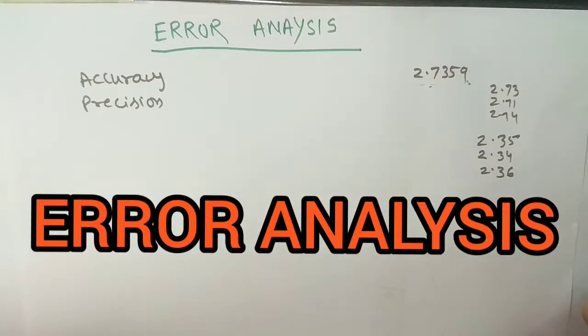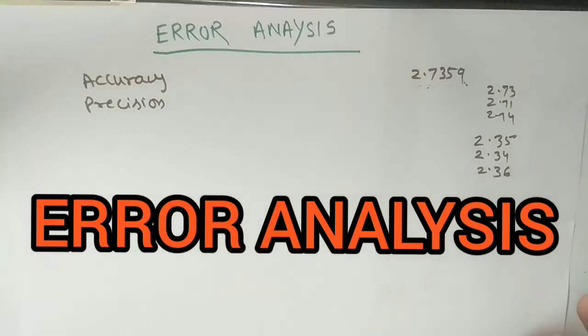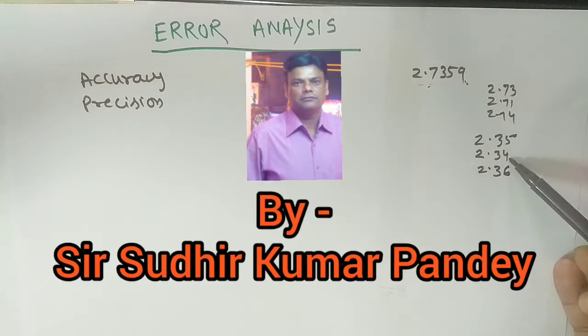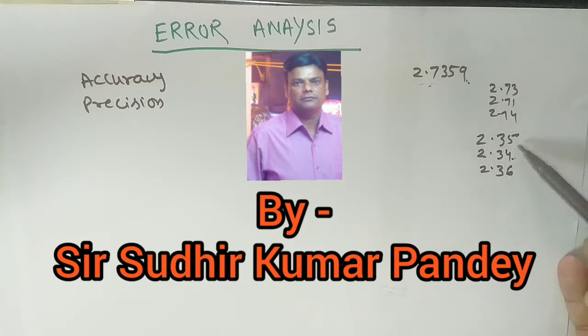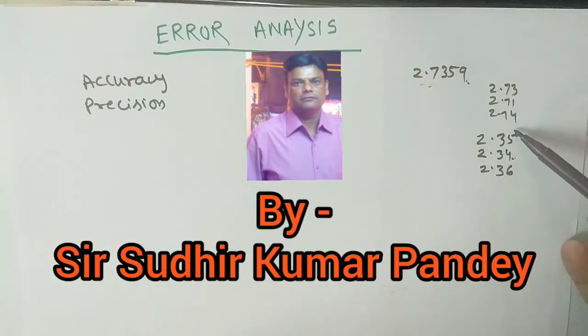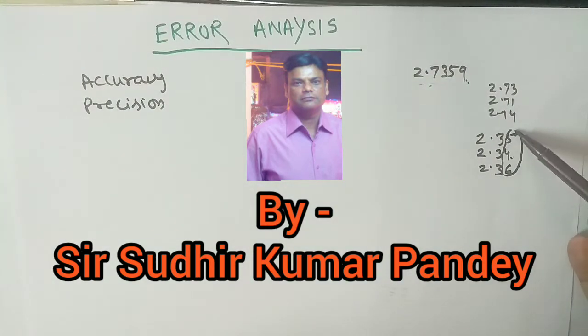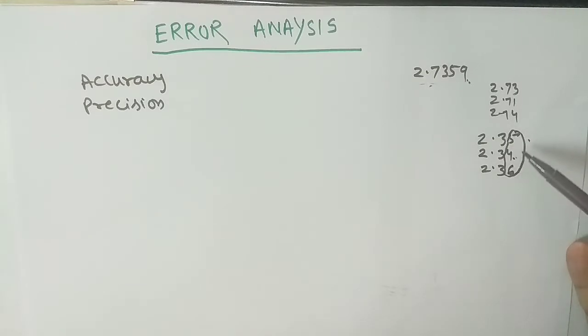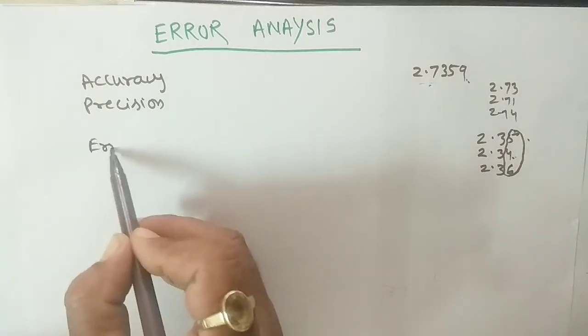Hello students, in this video we'll discuss the basics of error analysis. Suppose you are taking a reading, say 2.34. It may be 2.35 also, it may be 2.36 also. So the last digit is uncertain. It means there may be some error in the readings. This uncertainty in the reading is called the error. So you should know what error is.